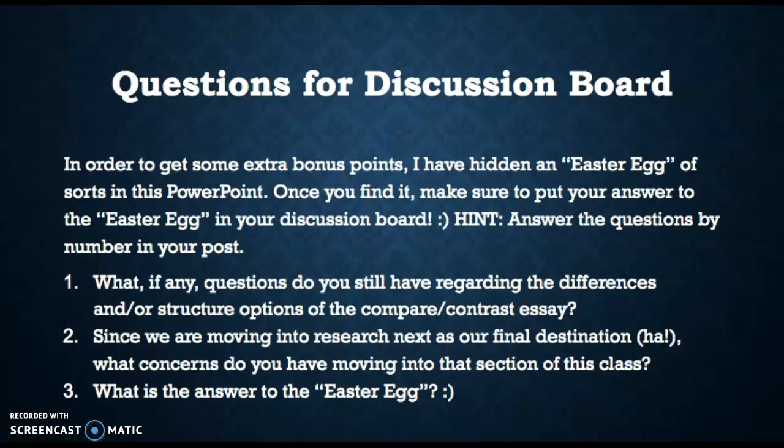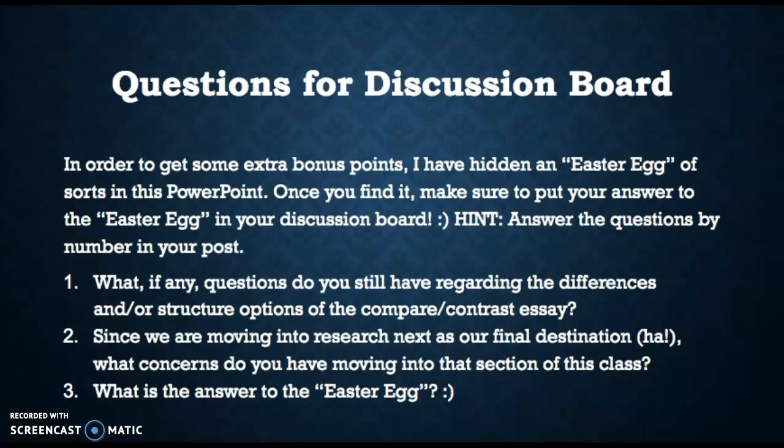Answer the questions by the number in your post. That's going to be the easiest way. So literally when you post, I just want you to put number 1, answer. Number 2, give me the answer. Number 3, answer. That way, if anybody sees your post, they can't get those bonus points, as far as cheating is concerned.